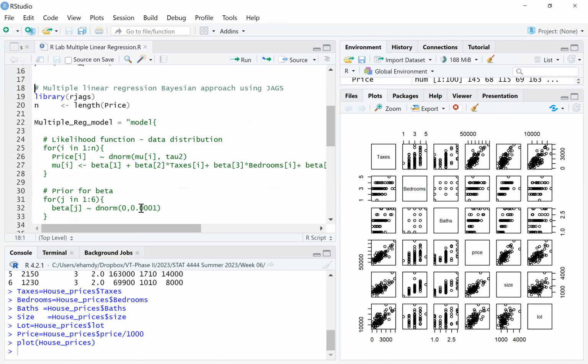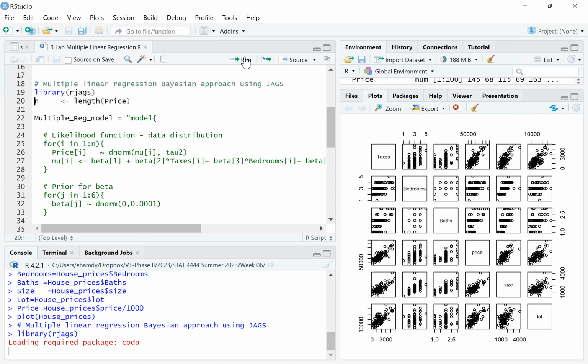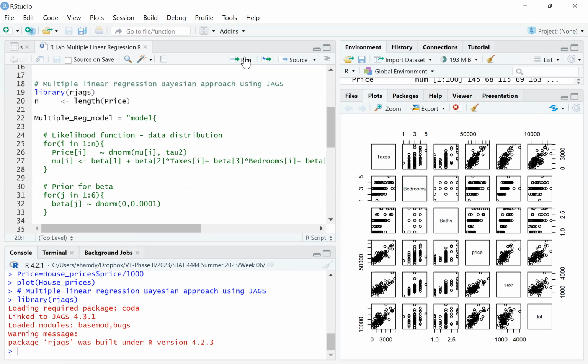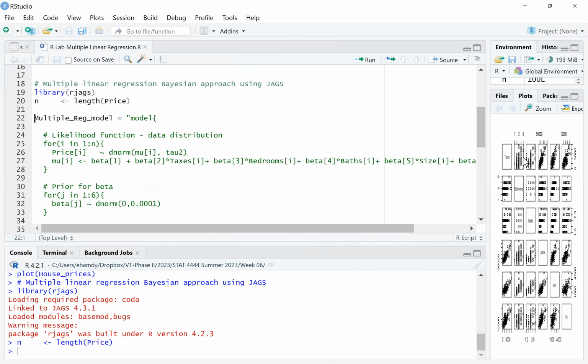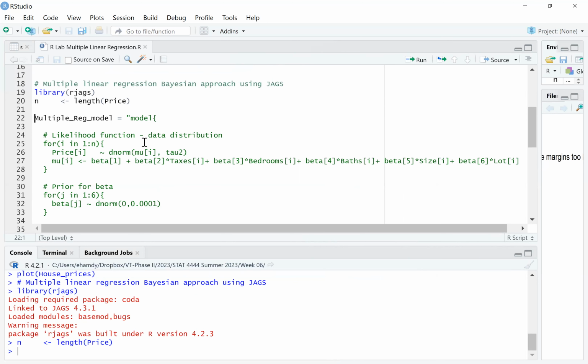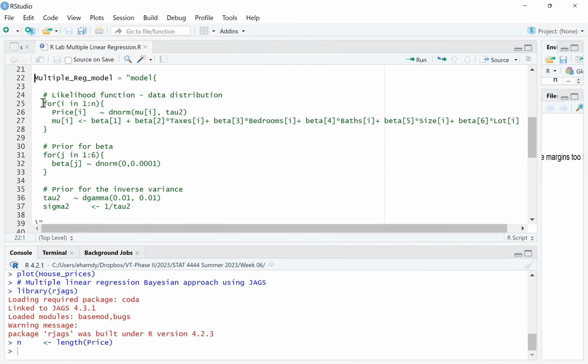Let's fit the model using the Bayesian approach. So let's run the library RJAGS. And I need to know how many values I have or how many houses I have. I will define the number of houses as M. And then we will define the model. As we have done before, let's look at the definition of the model or the definition of the data distribution and the prior distribution. For i equal 1 up to N, I define the data distribution and RJAGS will use it to get the likelihood.